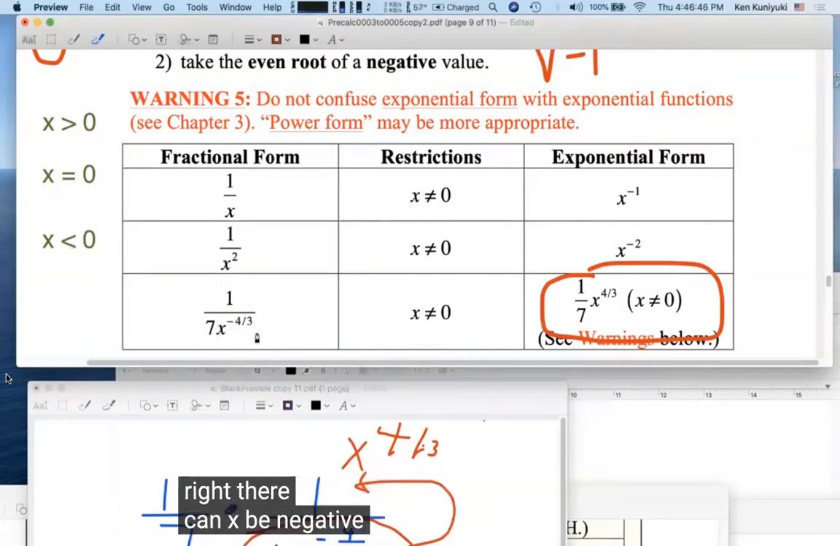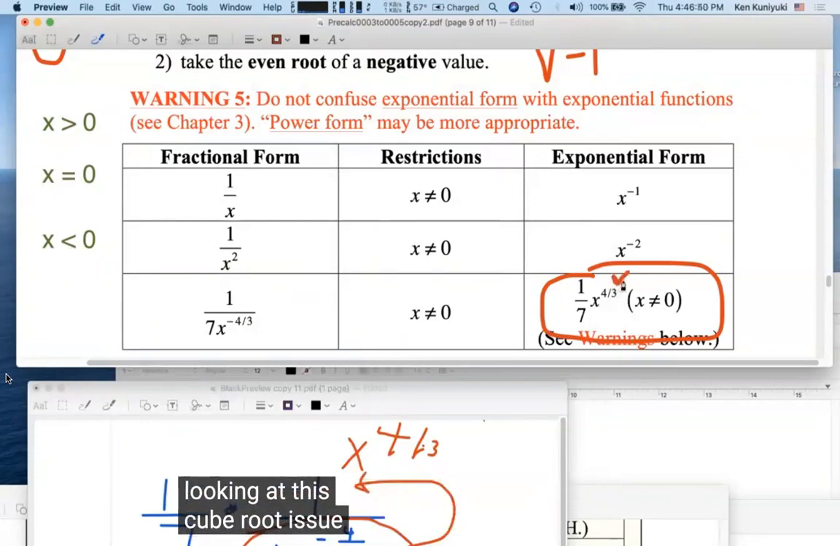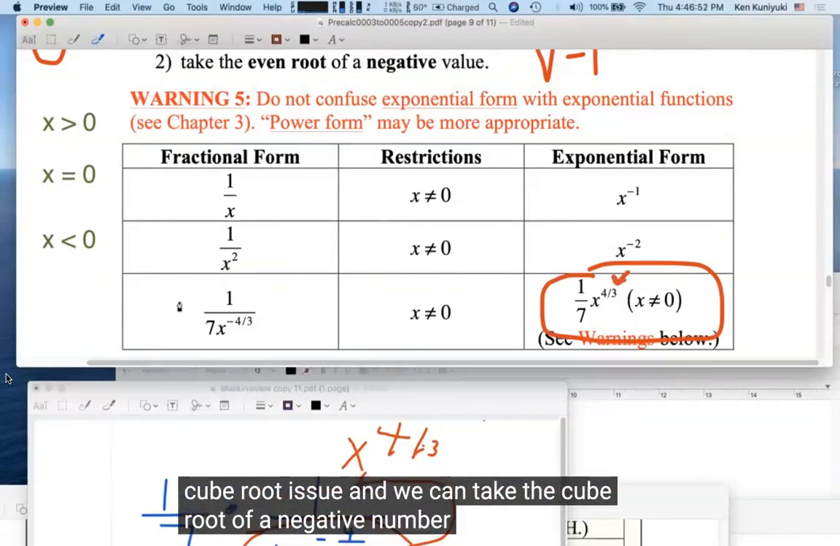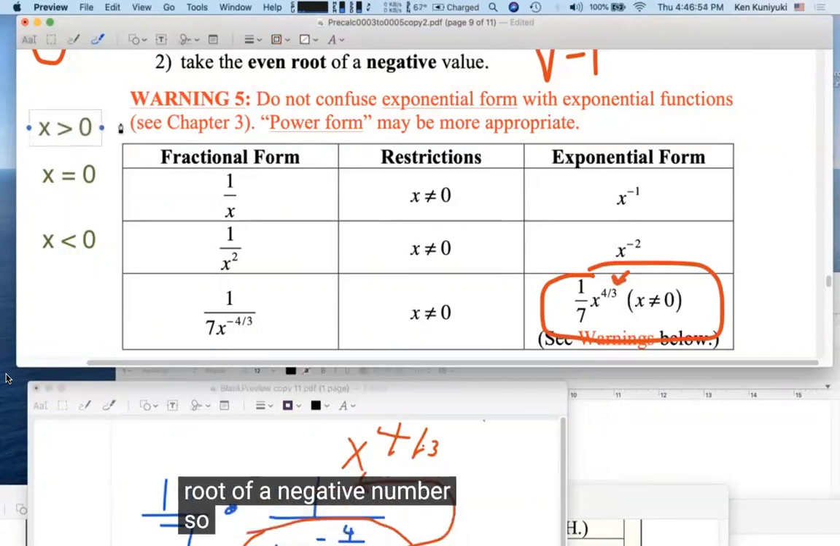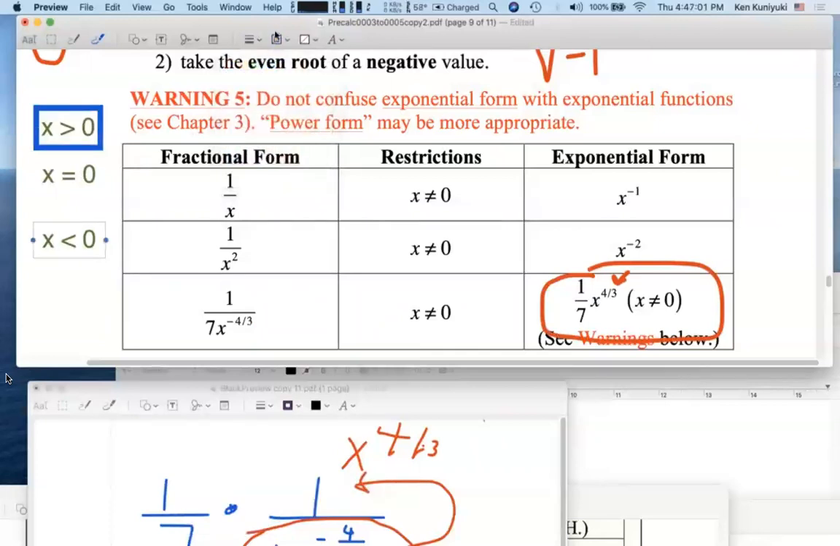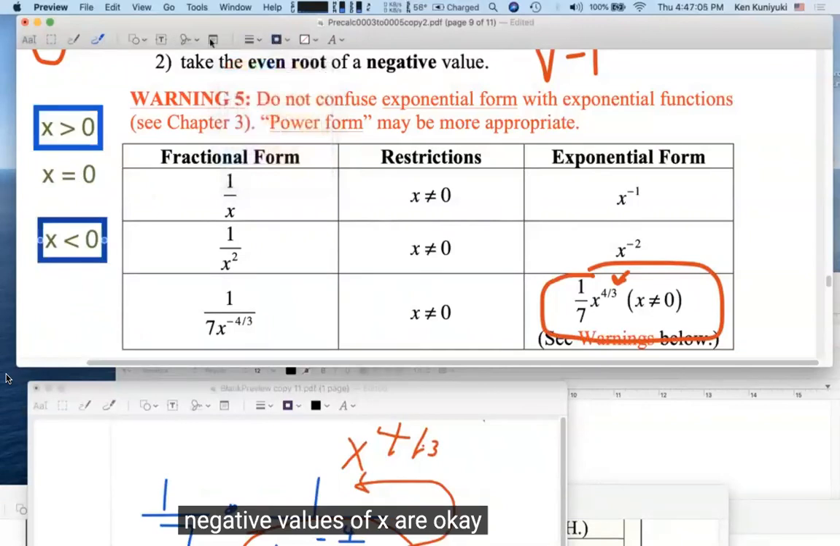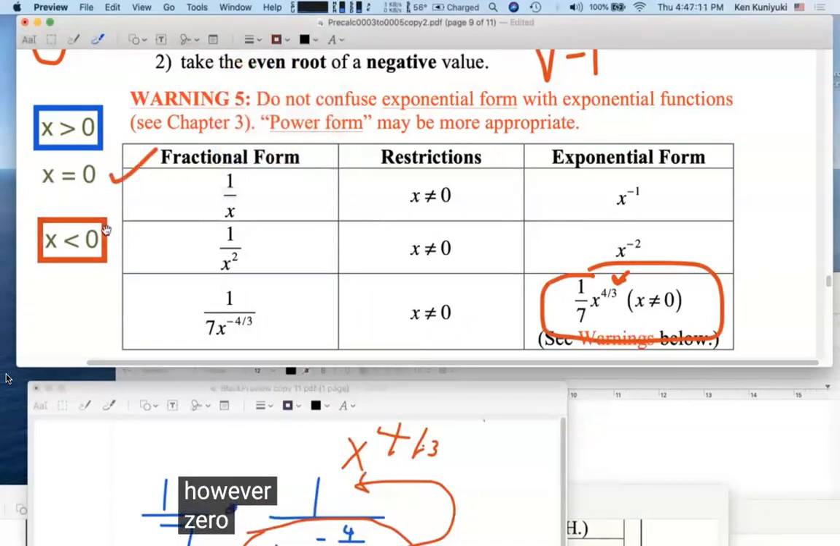Can x be negative? Well, basically, we're looking at this cube root issue, and we can take the cube root of a negative number. So positive values of x are okay. Negative values of x are okay. However, 0, that's not good.